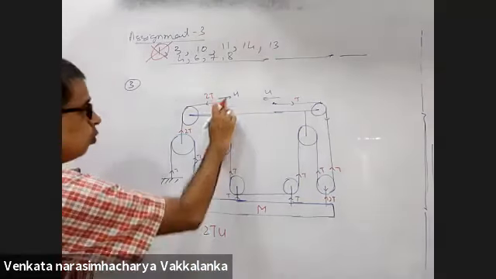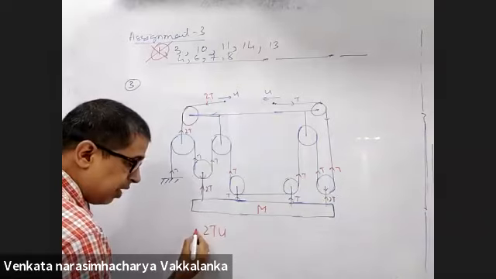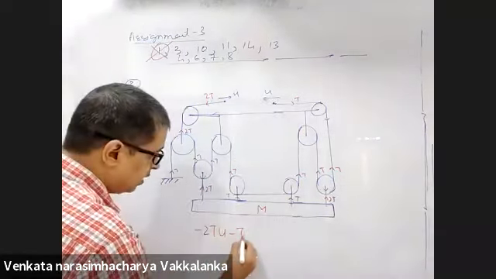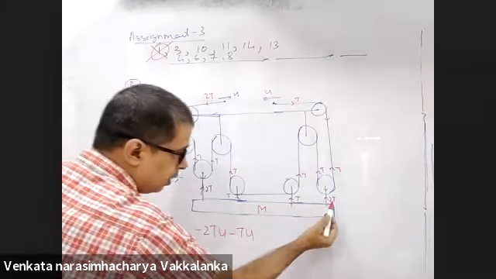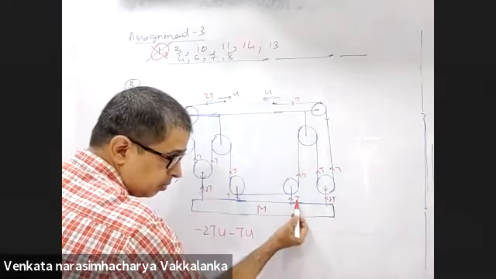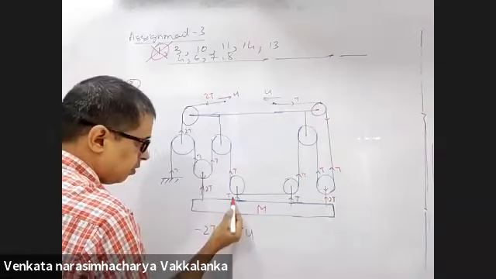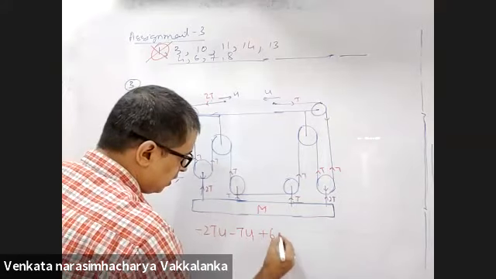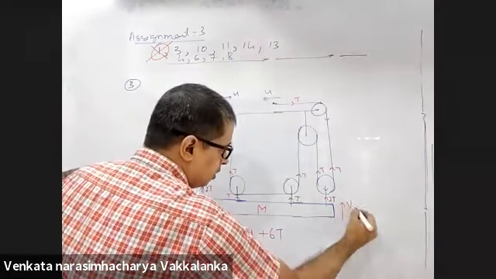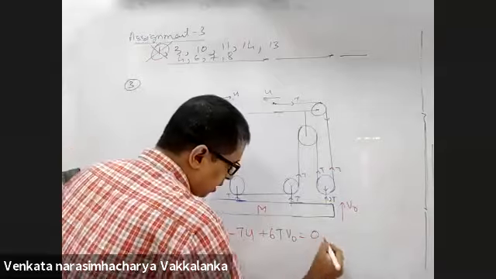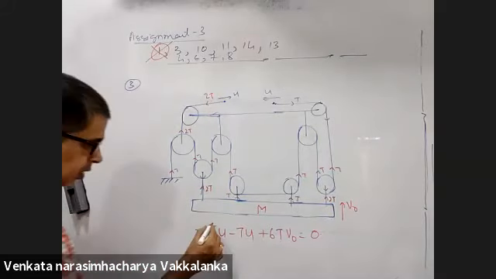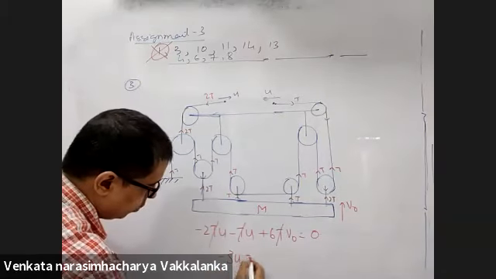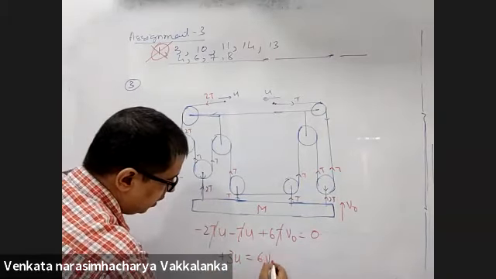2T into u are in opposite direction. Shall I put a negative sign or positive sign? Negative sign. Minus T into u. Now here 2 plus 1, 3, 4, 6. 6T into, call this v0, should be equal to 0. So I didn't miss anything. This will be minus 3u is 6 v0.